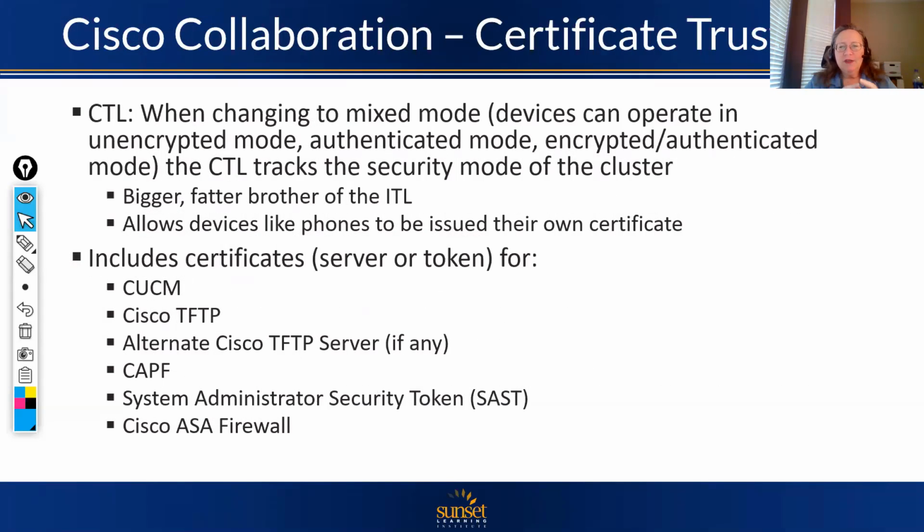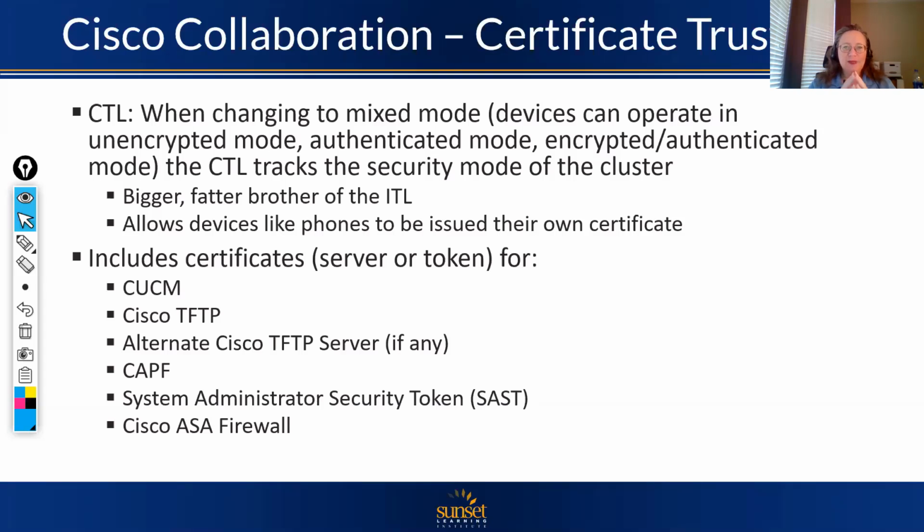Which brings us to the certificate trust list. Now, the ITL and the TVS don't do encryption. Other than verifying the identity of the different components in my call manager cluster, TVS and ITL don't do encryption itself. But what if I do want to do encryption? What if I would like my phone, the actual phone itself, to have its own certificate so that it can do authenticated and/or encrypted communications with something else? In that case, I need to issue this phone a certificate.